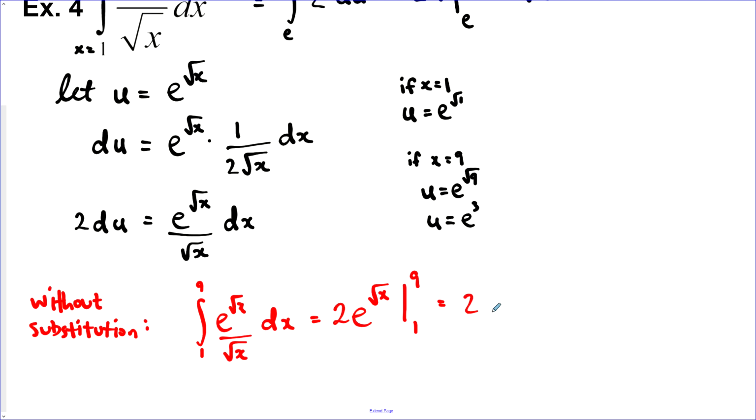So 2 e to the root 9 minus 2 e to the root 1, and this gives me 2e cubed minus 2e, which is exactly the same as what I got above. You can see that we get the equivalent answer. It's just that this antiderivative step right here was a lot more difficult.